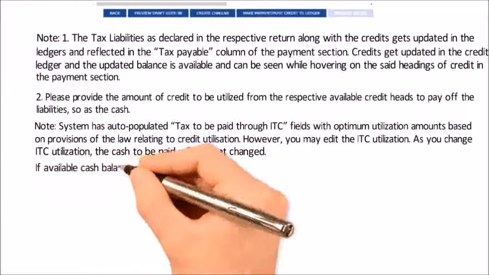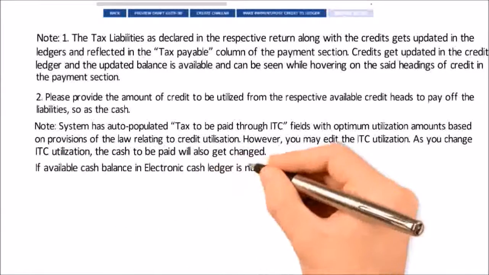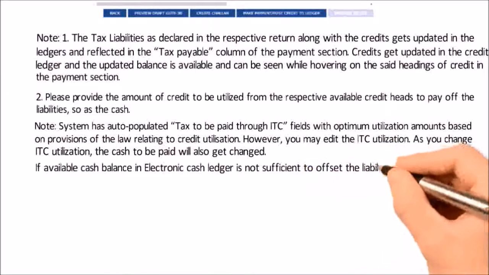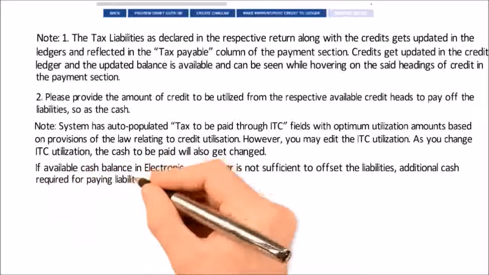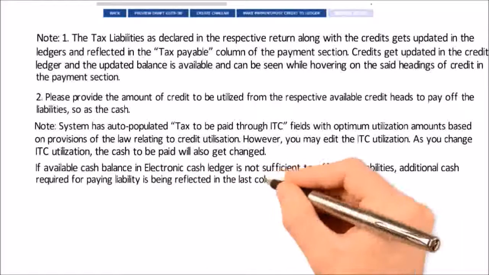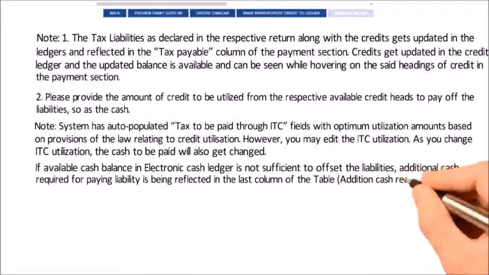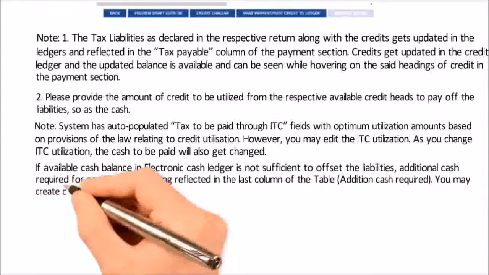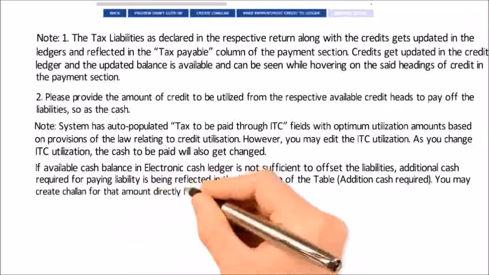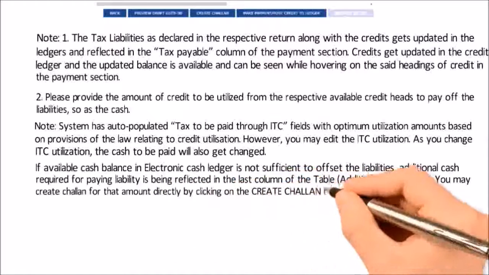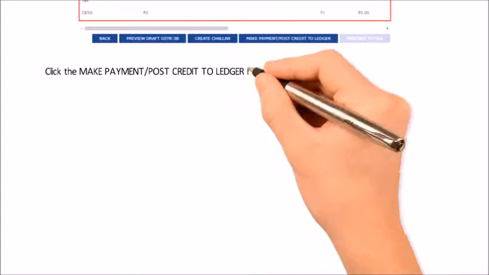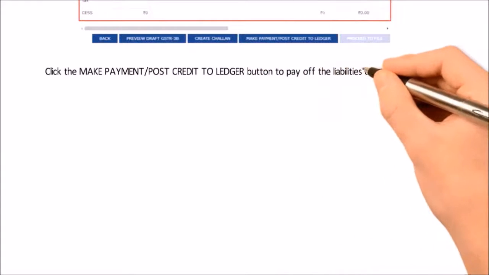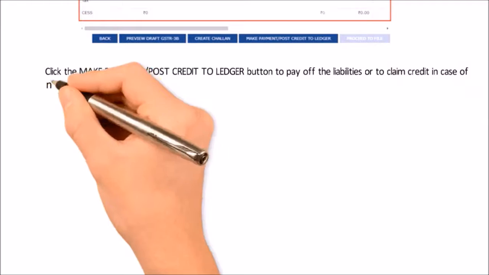If available cash balance in electronic cash ledger is not sufficient to offset liabilities, additional cash required for paying liability is being reflected in the last column of the table, additional cash required. You may create challan for that amount directly by clicking on the Create Challan button. Click the Make Payment Post Credit to Ledger button to pay off the liabilities or to claim credit in case of no liabilities.